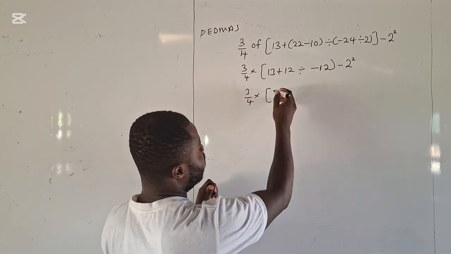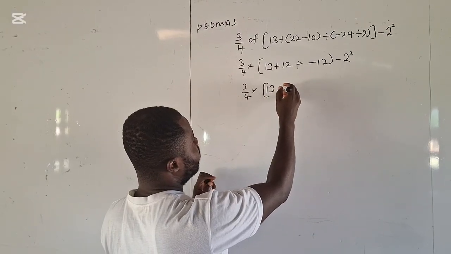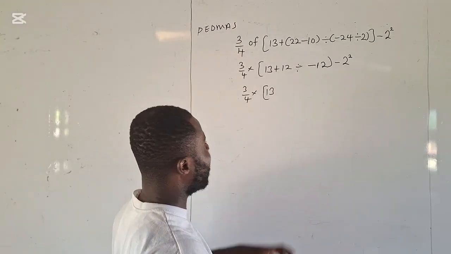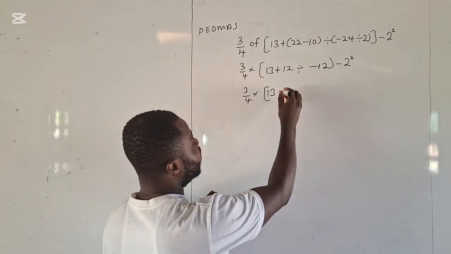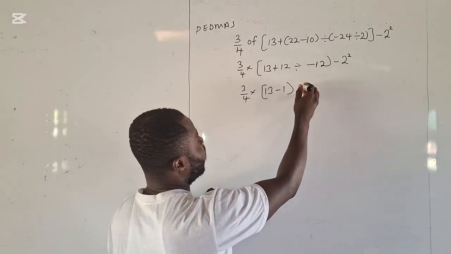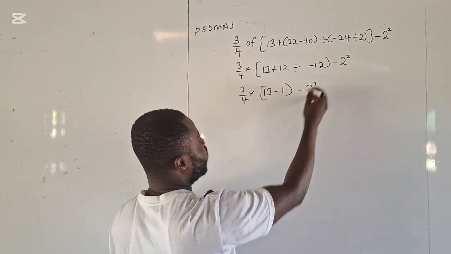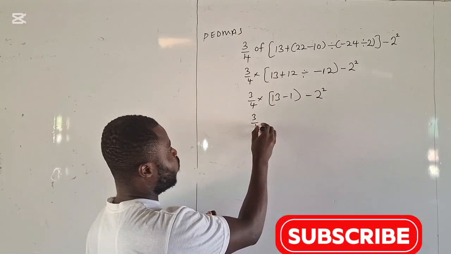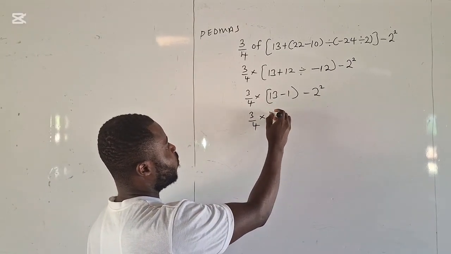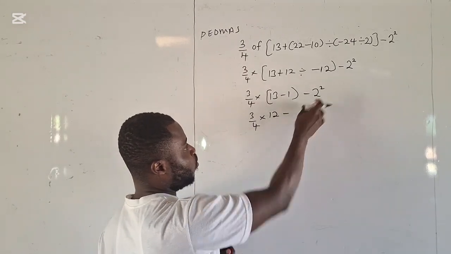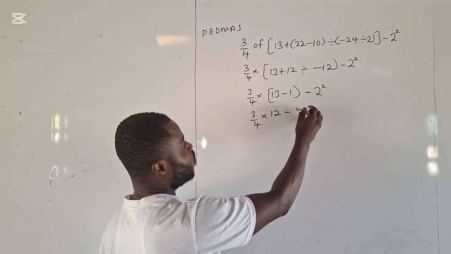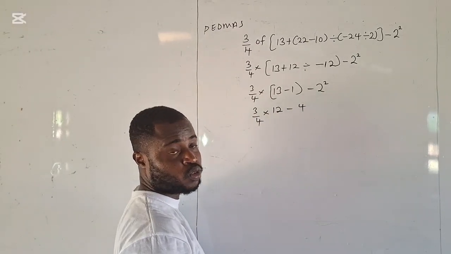So division first. So we have 12 divided by negative 12, which will be negative 1, bracket close, minus 2 exponent 2. So we have our bracket. So we have 3 on 4 times, this one gives us 12, minus, now the exponent: 2 raised to the power 2 will give you 4, 2 times 2.